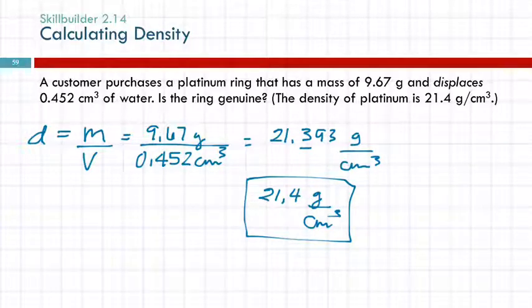Did I answer the question? No. It didn't ask me to calculate the density. I needed to, but it didn't ask me to. The question is, is the ring genuine? Yes. So the answer to the question is yes. Any questions? Density can be used to identify a substance.